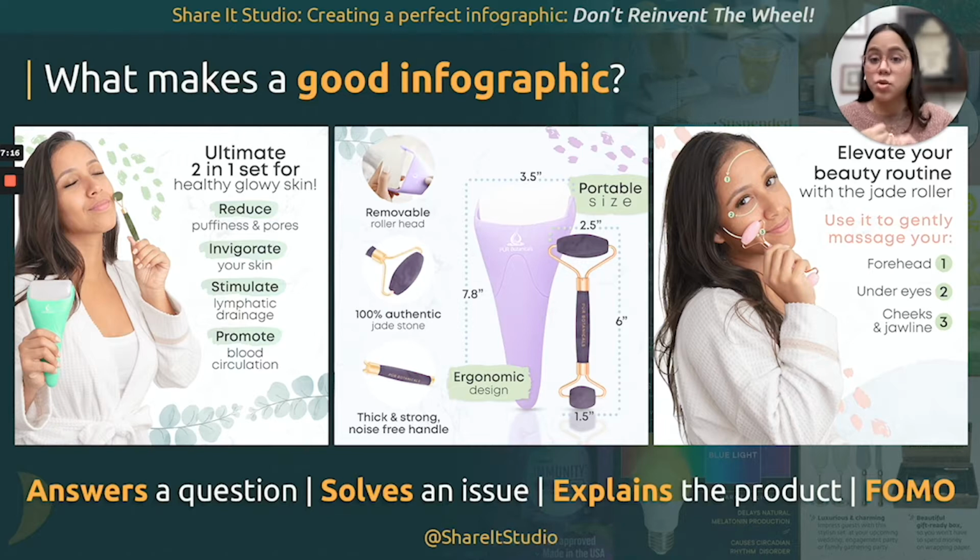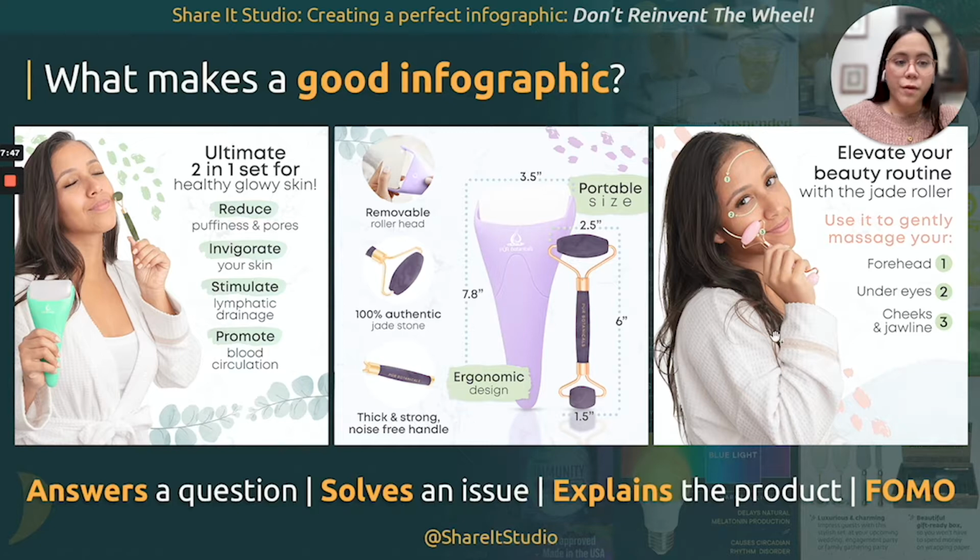It solves an issue. Yes. It reduces puffiness and pores. It invigorates your skin and it stimulates the lymphatic drainage, so on and so forth. And then the other ones go ahead and explain the product. What is the product? It is a portable size ice roller and jade roller or jade stone kit that has a removable head. It is 100% authentic. It is thick and strong and durable. So there you go. That explains the product as well.